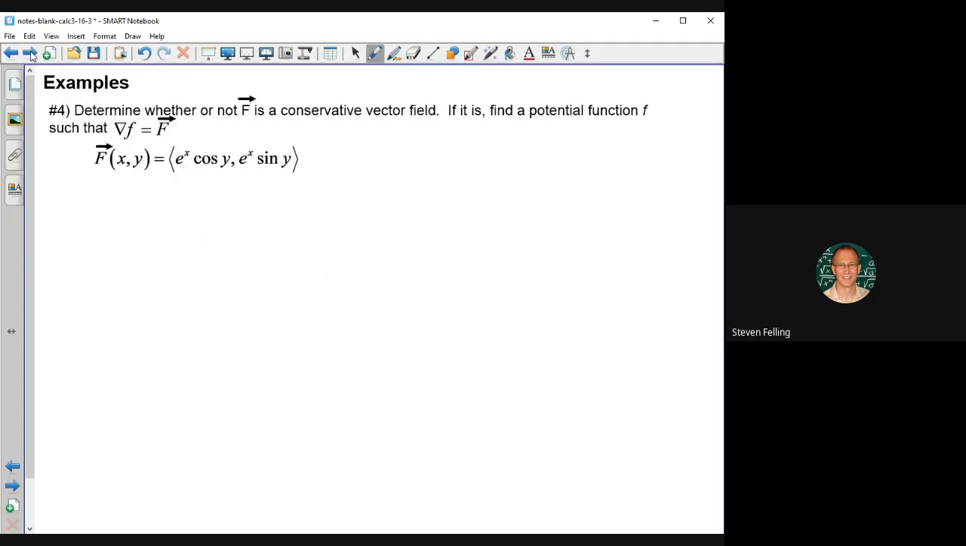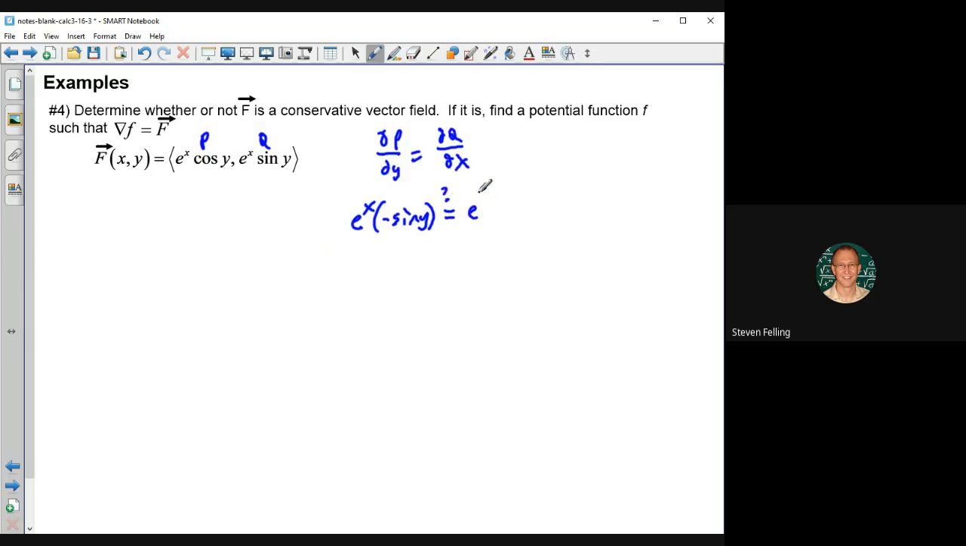All right, let's look at another example. Same thing, we're going to determine if it's conservative. So this is P, this is Q. We take the P, which is the x component, but with respect to y, and the Q with respect to x, and see if those are equal. So P with respect to y here would be, this is a constant. The derivative of cosine is negative sine of y. Okay. And over here, the e to the x is a constant.